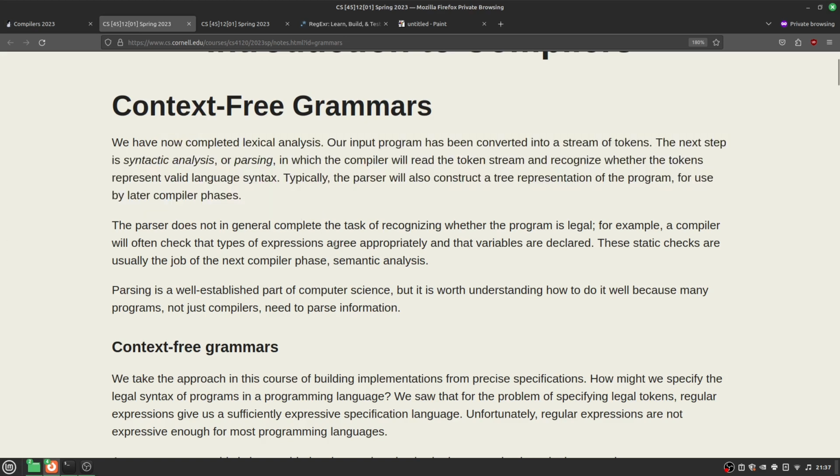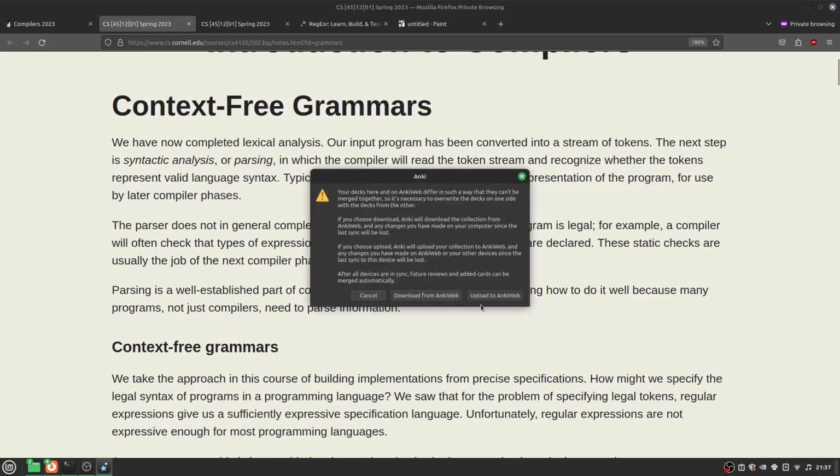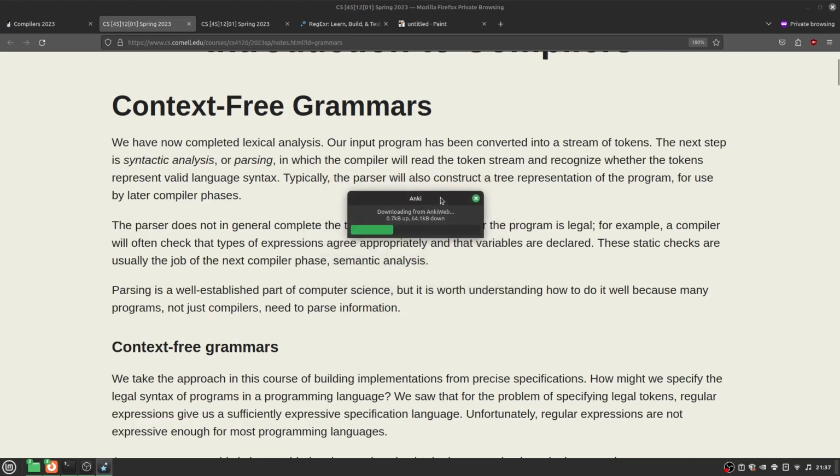Actually, now that I think about it, before we get into this, we should probably do some Anki. Probably like study Anki itself. So let's do that real quick.